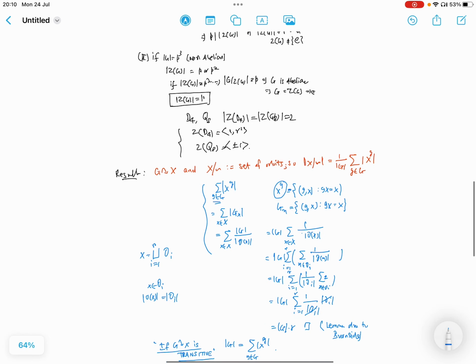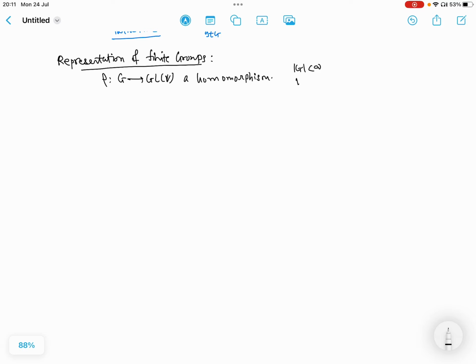So a representation is nothing but a homomorphism from a group G to the set of invertible linear maps of a vector space V. And remember, the group is finite, and V is a vector space over C.